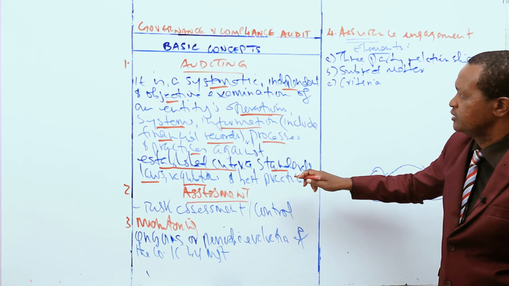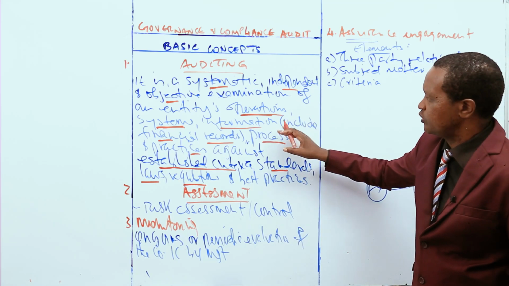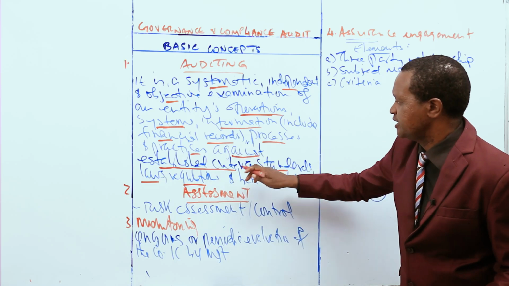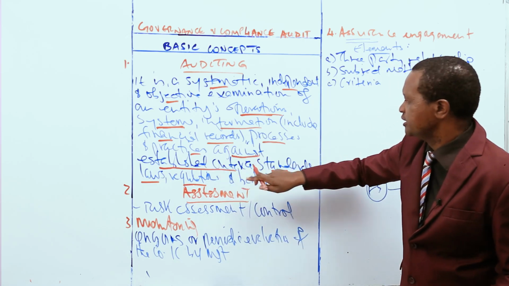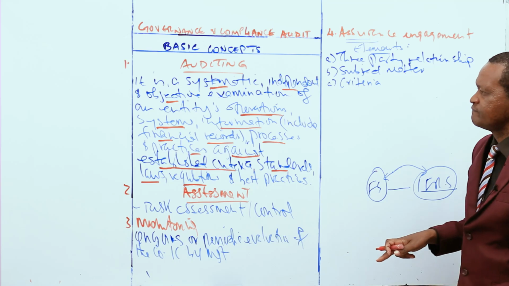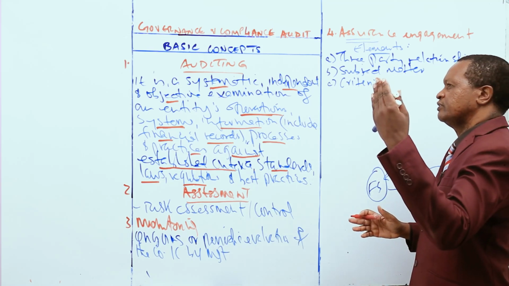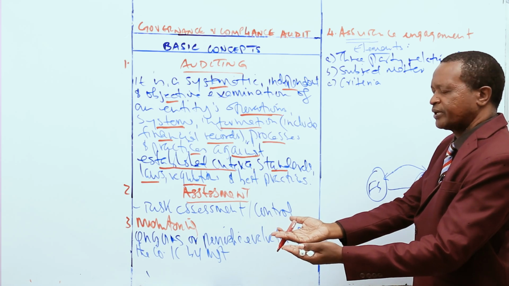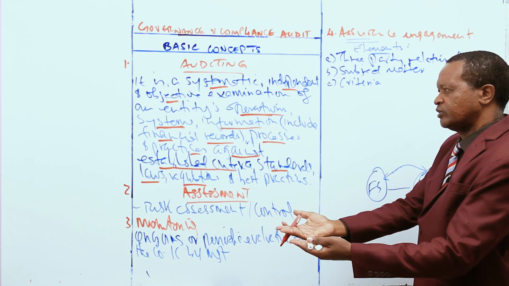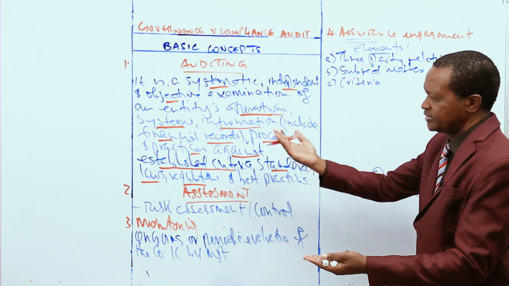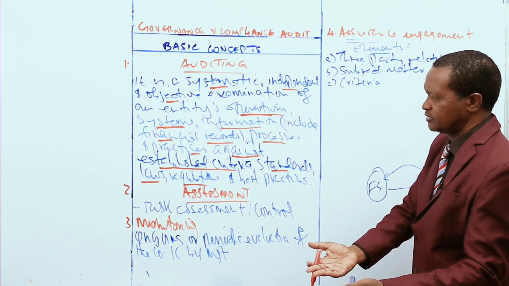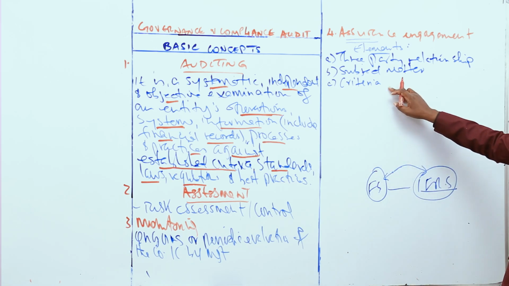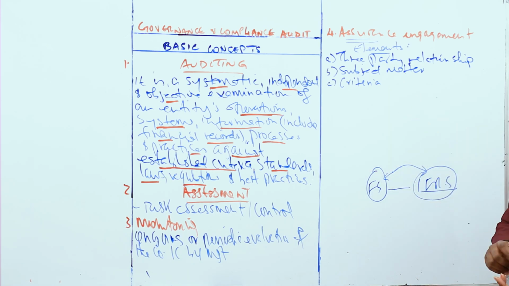An audit is an examination of these records and information against an established criteria. So the auditor looks at what is being presented, then compares it with what is expected to be done. What is the established criteria? What are the standards? Do you understand? So criteria is the third element of an assurance engagement.